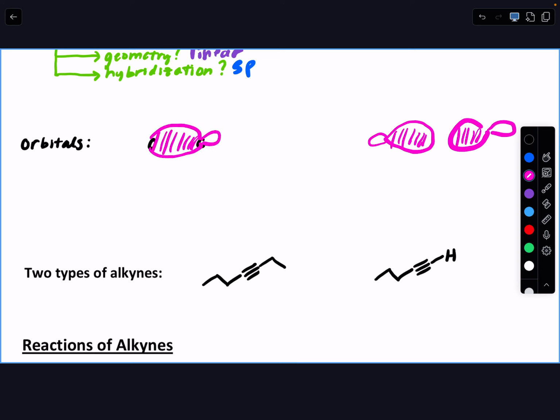And the shading is arbitrary. It's just meant to show that the two overlapping, if they're both shaded, are both in phase. Okay, so that's what the sigma bond looks like.